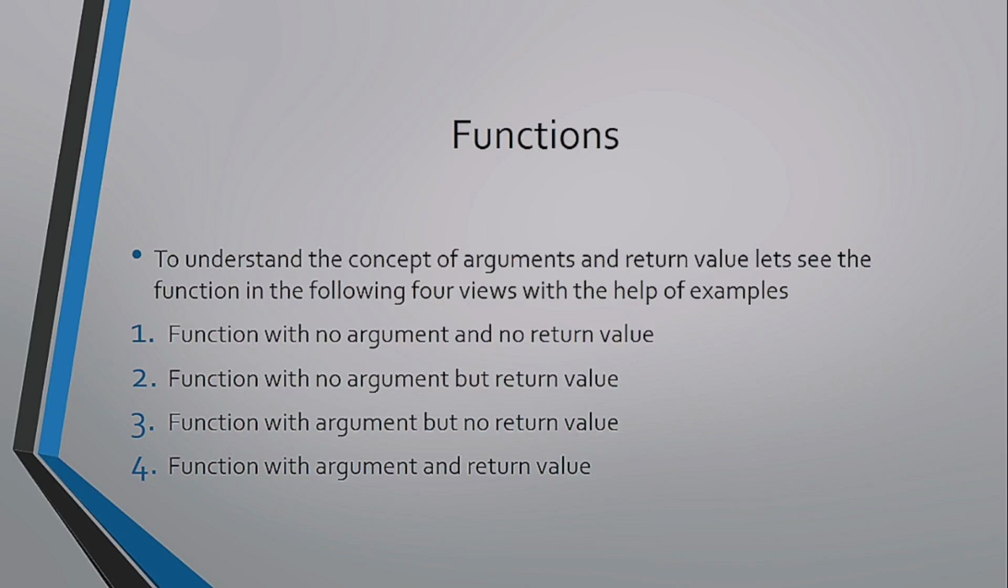We can have four views of a function with respect to the return type and arguments. A function that has no arguments and no return value. A function that has no argument but a return value. A function with arguments but no return value. A function with arguments and a return value. So let's demonstrate each and every kind of situation of a function with the help of simple examples. Let's have a look.